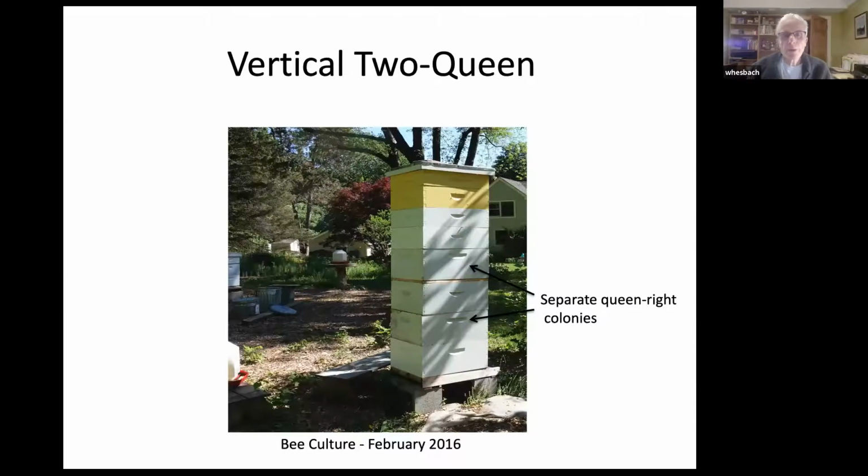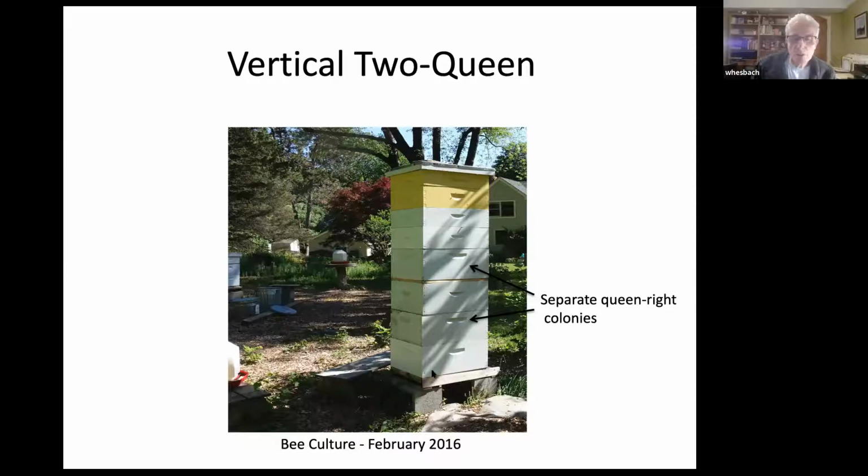All right, so here's what I refer to as a vertical 2-queen system. Now, this happens to be in my apiary. And basically, I have, in this case, 2 queens separated by a queen excluder. So in the middle there, you can see that queen excluder right there. There's a queen-right colony down below. That's a super. And there's a queen-right colony above. Now, in this case, this particular colony may have made 250 pounds of honey that year. It was an extraordinary year.